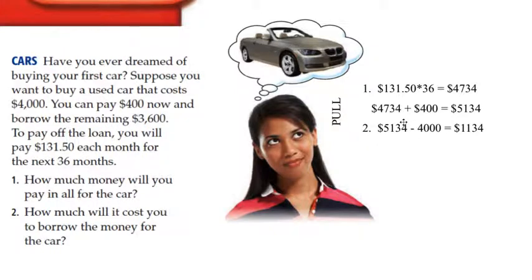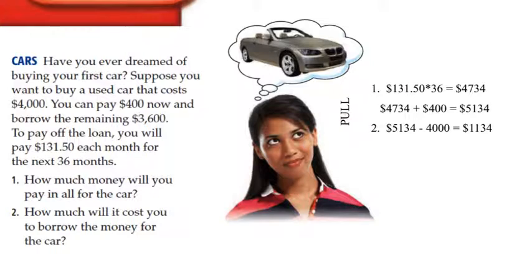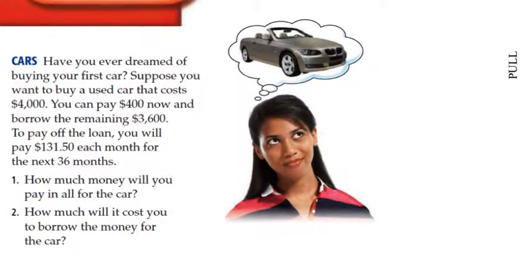So actually your total was $5,134. So that $5,134, if you subtract off the cost, $4,000 that they sold the car to you for, that $1,134 is what it cost you. When question 2 asks you how much will it cost you to borrow the money, it cost you $1,134 in interest to borrow the money for that car. So you paid an extra $1,134 because you didn't have the cash in your pocket. So that's something you have to figure in whenever you take out a loan.